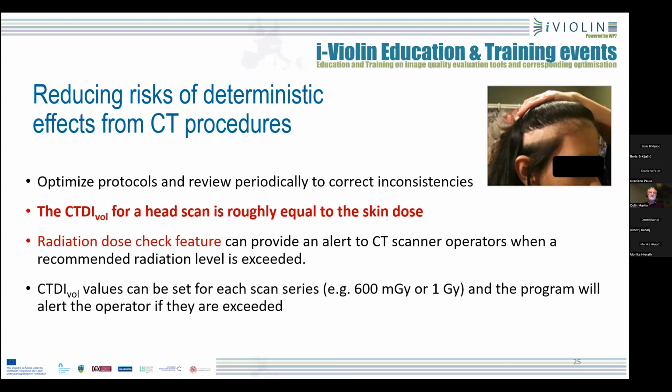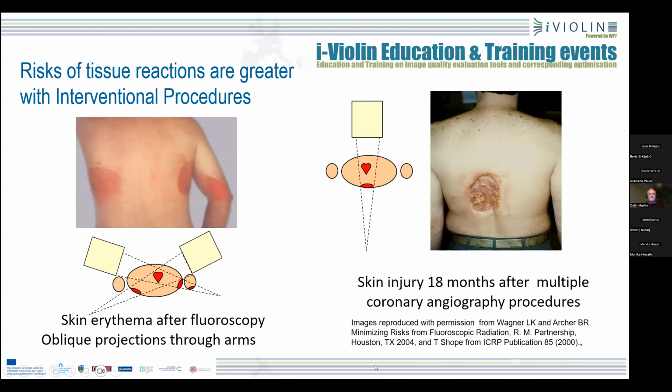So you can reduce these risks if you know what the dose is going to be beforehand. The CTDI for the head is roughly equal to the skin dose. So the radiation dose check feature that is on many scanners can be used to alert the user before they carry out the scan of whether there's going to be a risk of such effects. So you might set a dose check of 600 milligray or 1 gray for the CTDI.